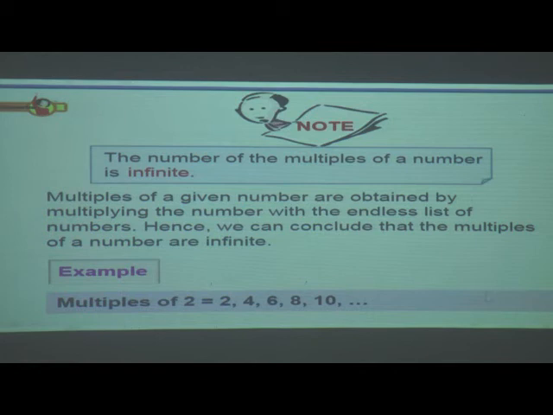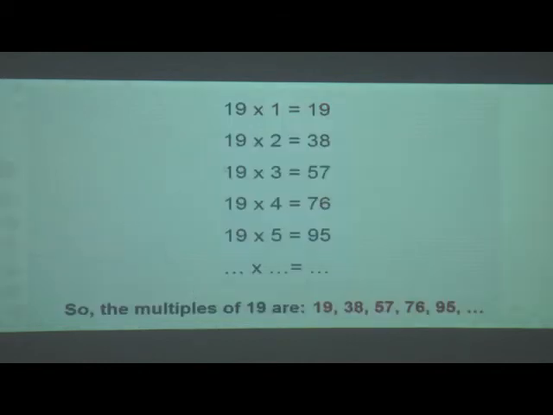As we go on multiplying, the multiples go on. So the number of multiples of a particular number is infinite. It means endless. It is endless. Let us see one more example.